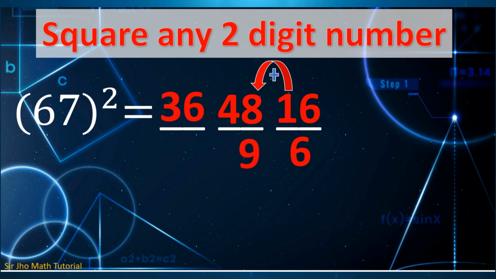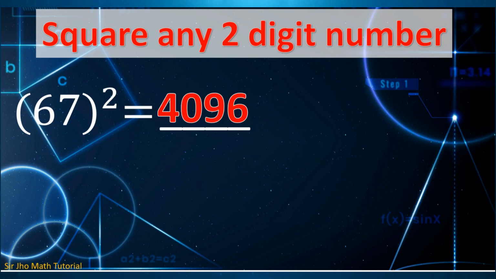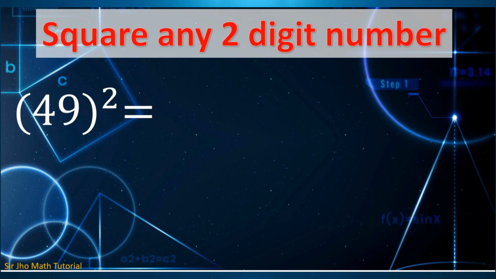Bring down 9, carry 4 to 36. 36 plus 4 is equal to 40. So 64 squared is equal to 4,096. Next, 49 squared.